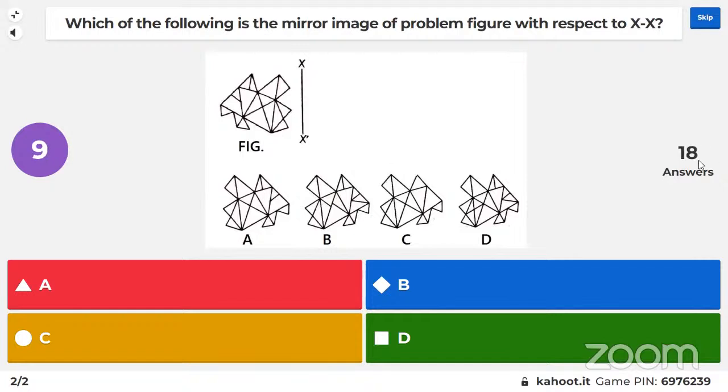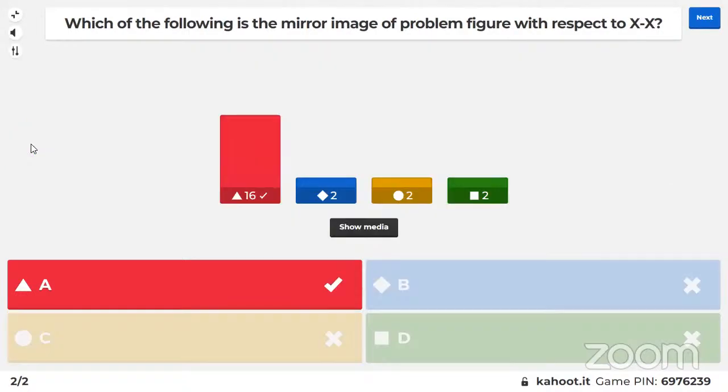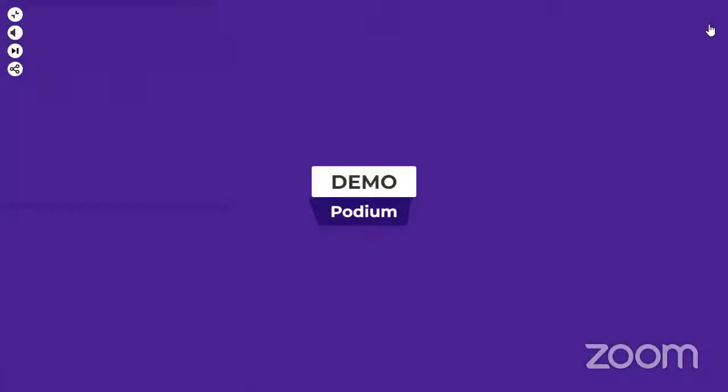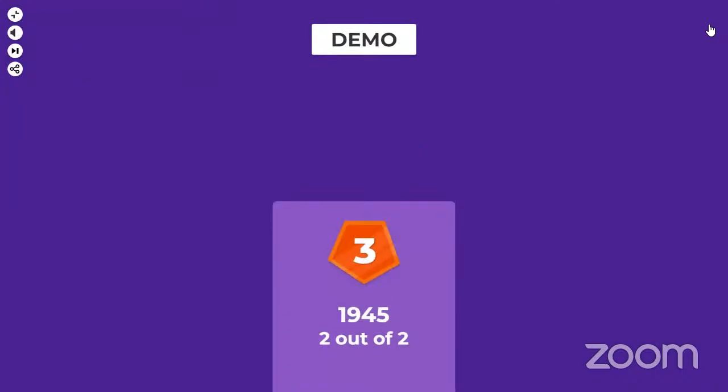Here the number of participants who have answered correctly would be visible. Here on the left-hand side, the time left would be visible. In every question, there will be a time limit. We only have 2 questions in the demo quiz. Once the question is complete, you'll be able to see which is the correct answer and how many students chose which options. So option A was chosen by 16, and B, C, D by 2 participants correspondingly. And if the quiz is over, you'll be able to see the podium. Podium is basically where the winners are declared.